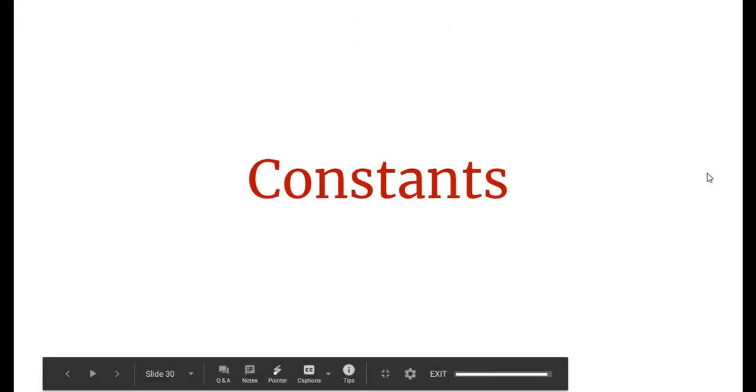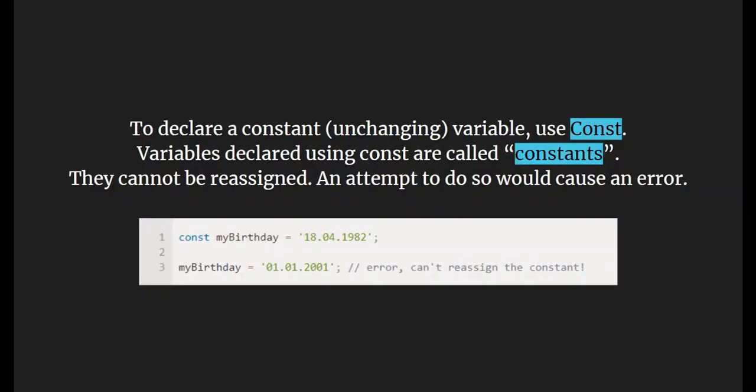Now we're going to look at constants. Constants and variables are widely used in many applications, right? A constant is nothing but something whose value does not change, whose value never changes in any program, right? To declare a constant variable, we use const, C-O-N-S-T. Variables declared using const are called constants. They cannot be reassigned, and an attempt to do so will cause an error. Yes, I told you already that constants cannot be changed. The opposite of variables is constants.